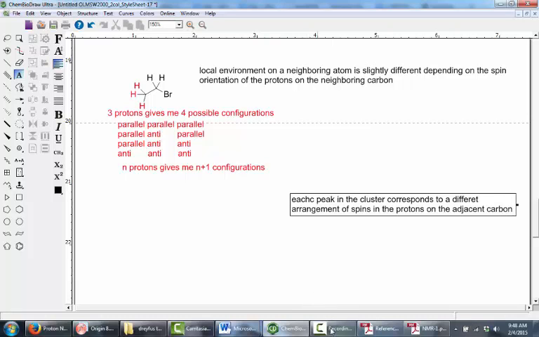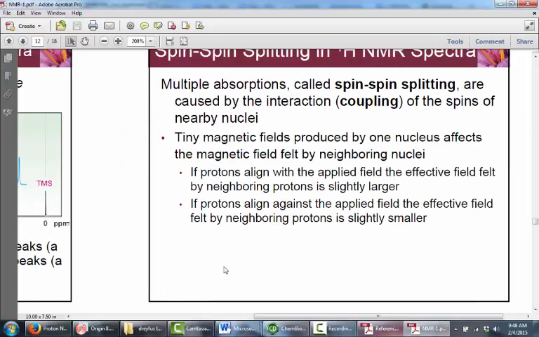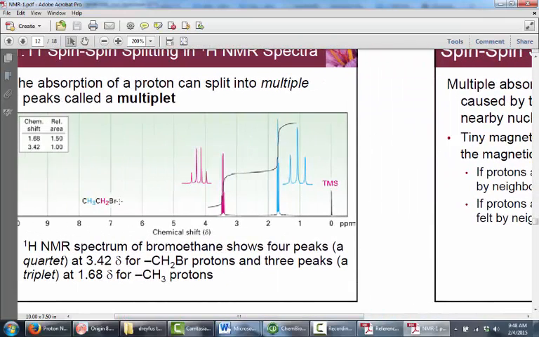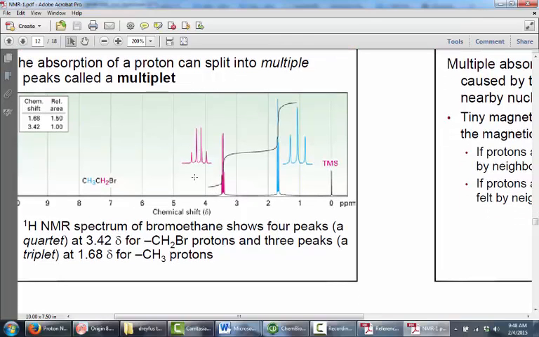And now if I go back to what that spectrum looks like for bromoethane, I can see, so this is the CH2, it's being split into 4 different peaks because on the neighboring carbon it has 3 protons, and those 3 protons can be aligned in 4 different ways. What I'm also going to notice here is that the heights or the intensities of each of these peaks in this quartet is different.